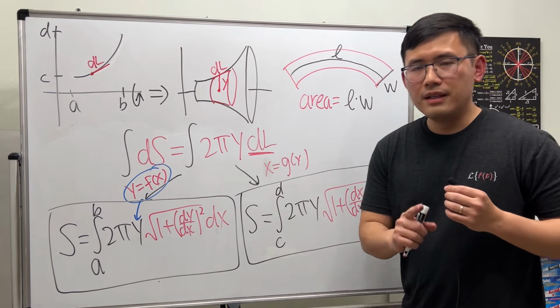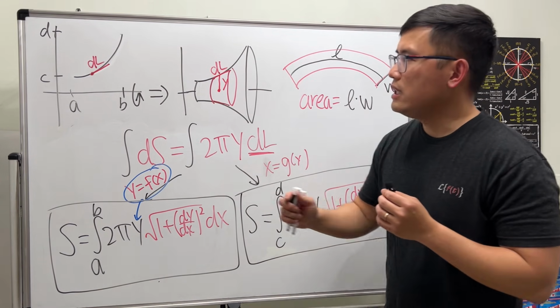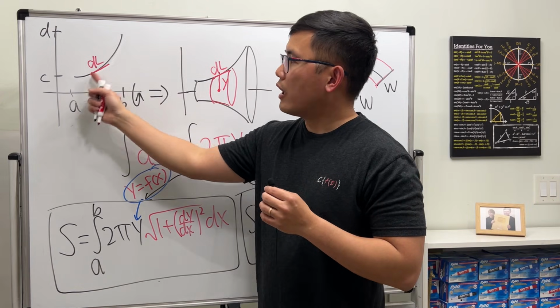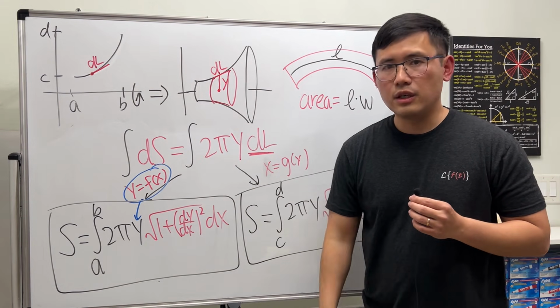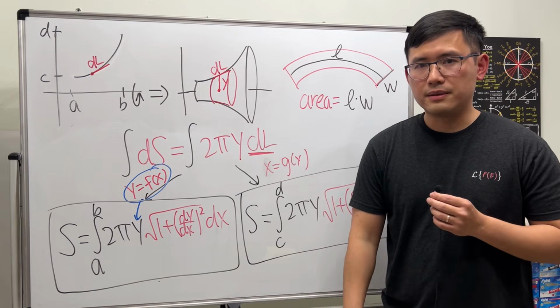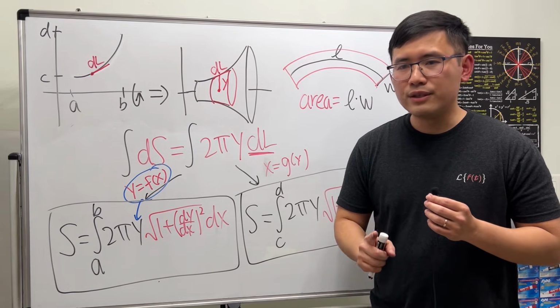Now, there's one more situation. What if we took the arc length right here, we took this arc and rotated it about the y-axis? What do you think the answer is? Triangle.